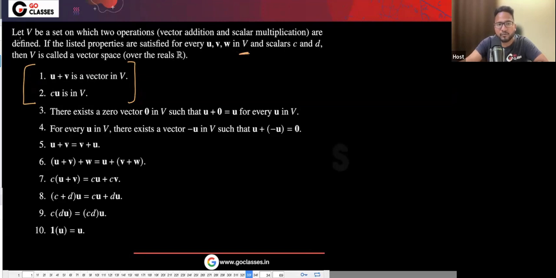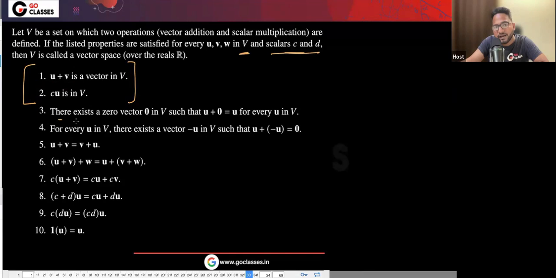So let me start from the beginning. Let V be a set on which two operations, vector addition and scalar multiplication, are defined. If the listed properties are satisfied for every vector in that set and scalars c and d, then V is called a vector space over the real numbers. So basically you take any two vectors and add them, or you take just one vector and take a scalar multiple of it. Then that vector should also be in the same space. And there are some other conditions also.